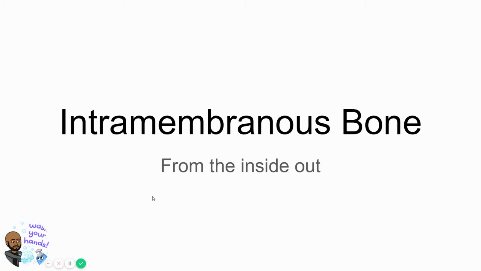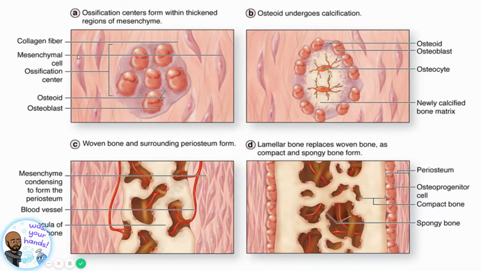It forms from the inside out. So in this first picture here, we see the osteoblasts all clumped up in the middle, making a little center, the ossification center. That's the clump of osteoblasts there.